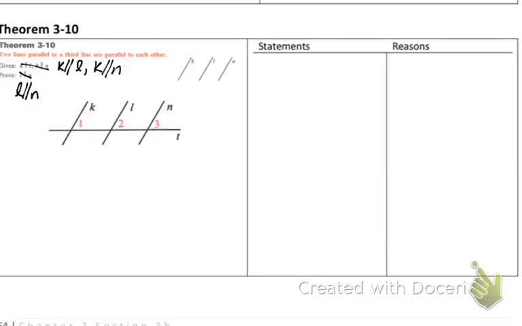All right, so our very first thing, let's go ahead and state what's given to us. We should always have that. K is parallel to L, and K is parallel to N. And my reason is, hey, guess what? That was given to me.